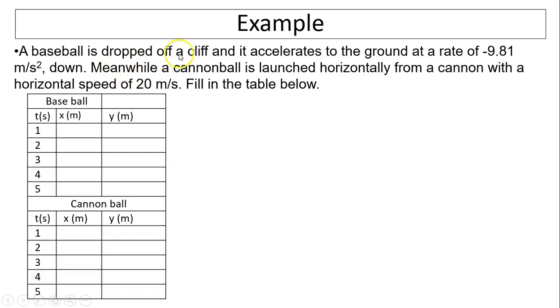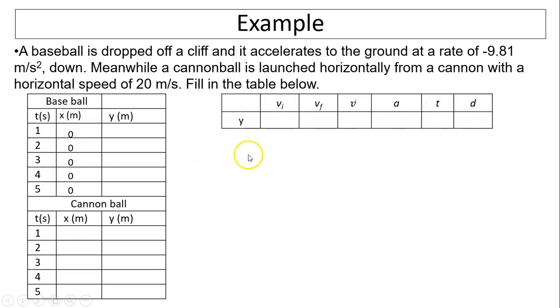Another example. A baseball is dropped off a cliff and it accelerates to the ground at a rate of negative 9.81 meters per second squared, downward. Meanwhile, a cannonball is launched horizontally from a cannon with a horizontal speed of 20 meters per second. Fill in the table below. First, let's talk about the baseball. Since the baseball is just dropped, it has no horizontal displacement, so all horizontal is 0.